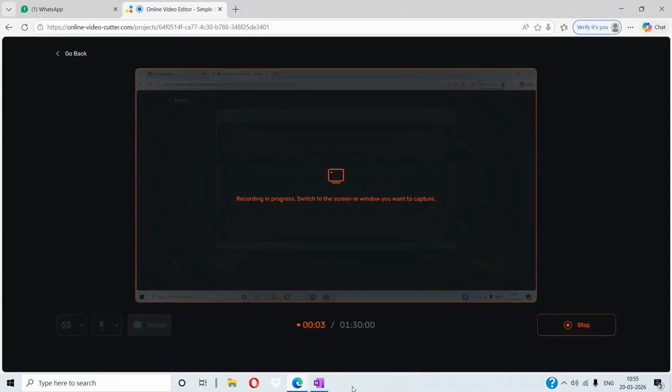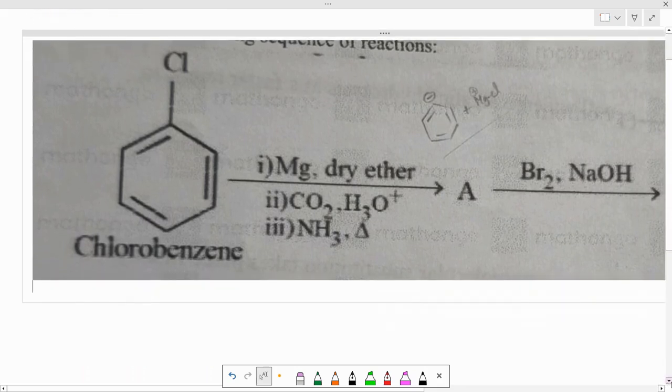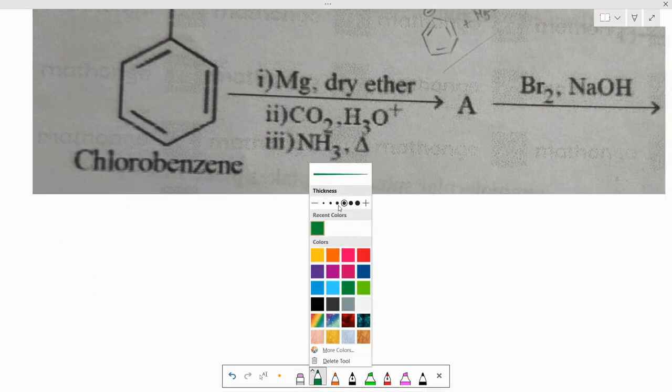Hello students, good morning. Today I am going to discuss one organic chemistry based question. Whatever organic chemistry question you are going to deal with, just have these basic reaction mechanisms. There is a basic idea about the reaction given by the organic compound. I will give you the easy way to find out the basic reaction that has been given by the particular organic compound.